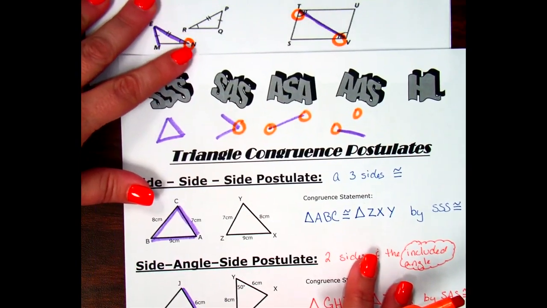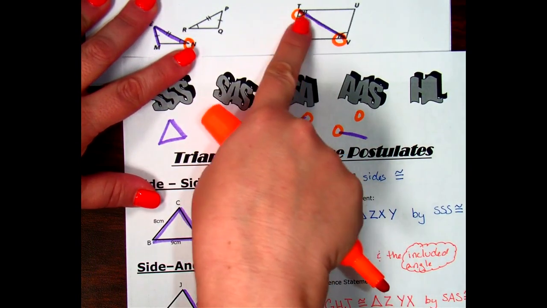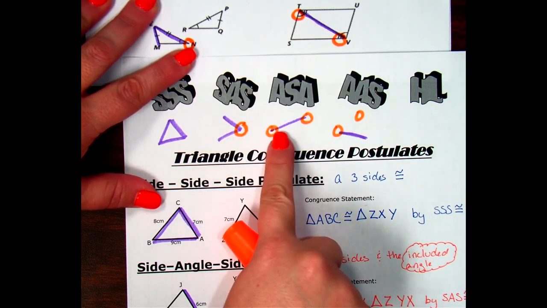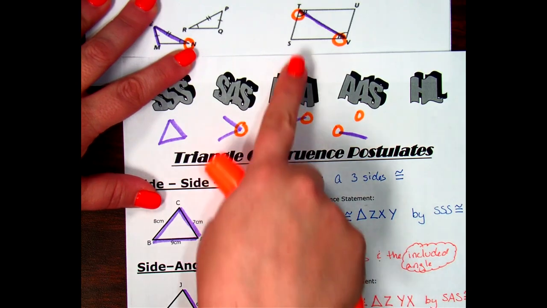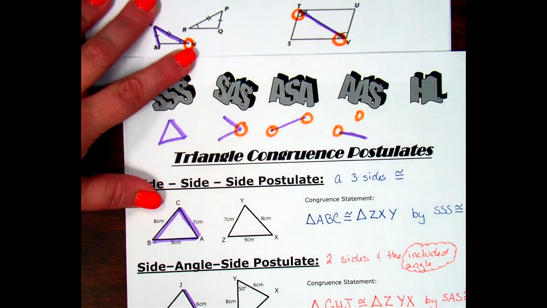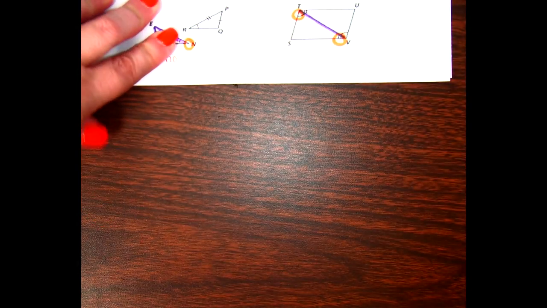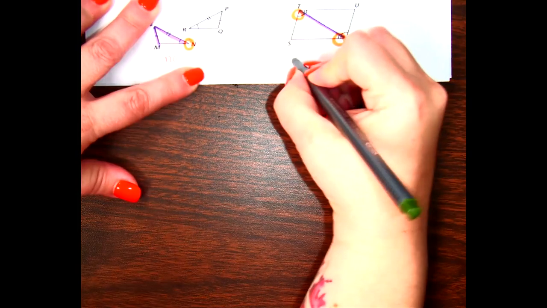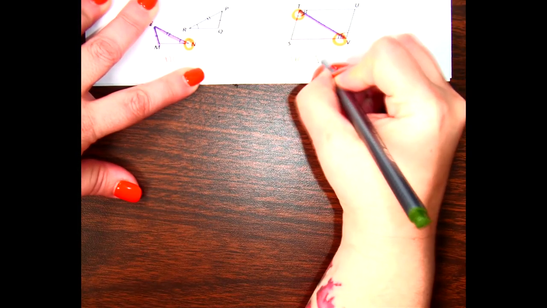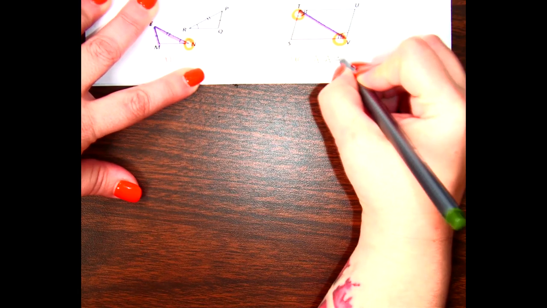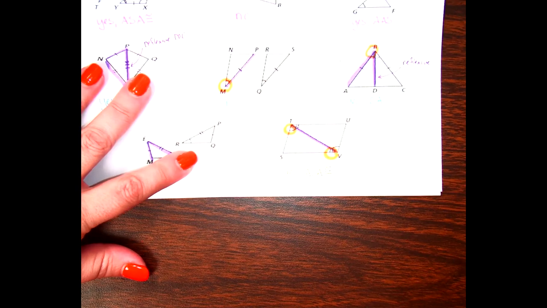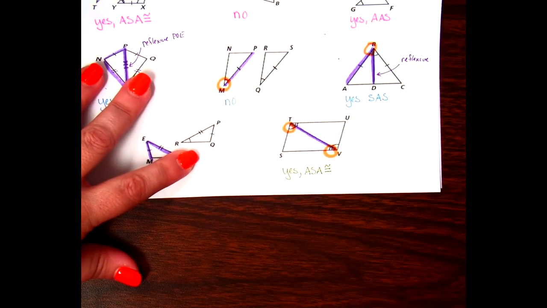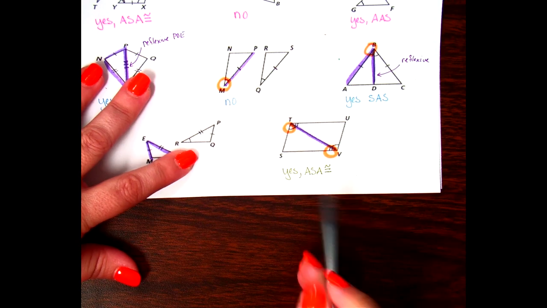So when I look, which one is it? I got my segment, and then my circles are on both ends of my segment. So that means this one is angle, side, angle. So this is a yes by angle, side, angle. And I should have been putting my little congruent symbol after it each time. Okay? Oops, that's kind of hard to see. There we go. Yes by angle, side, angle.